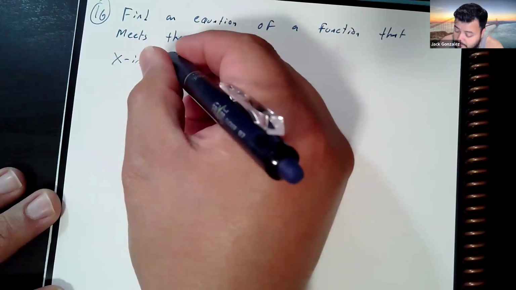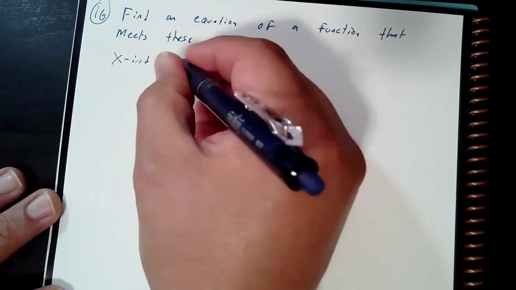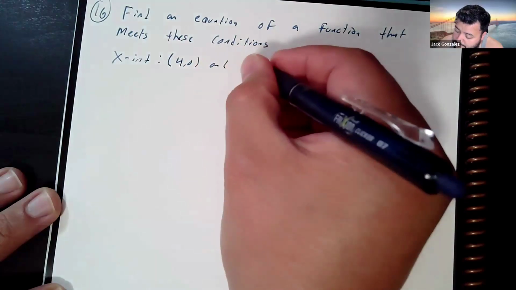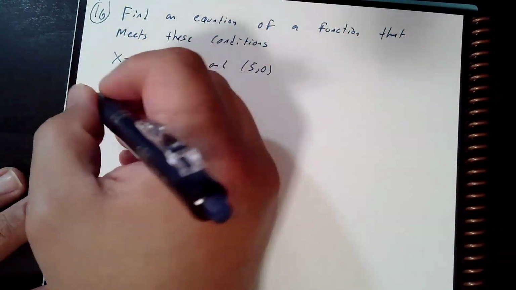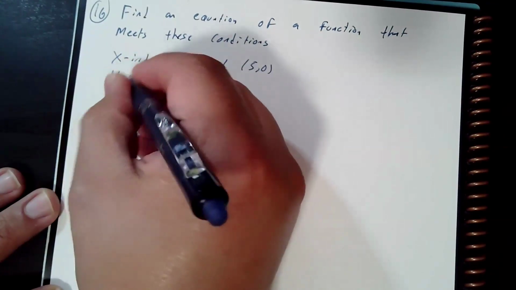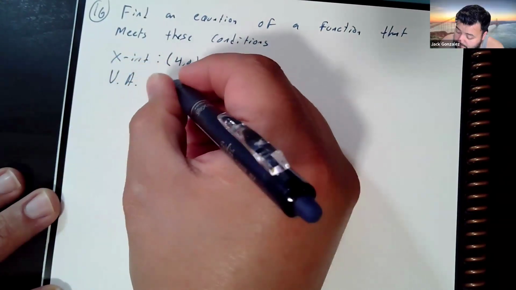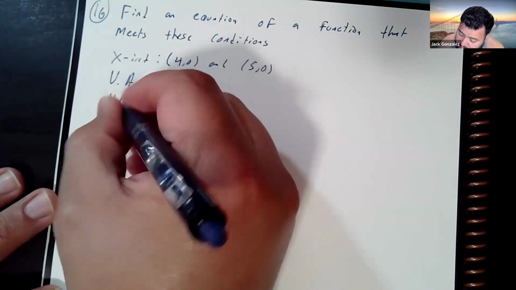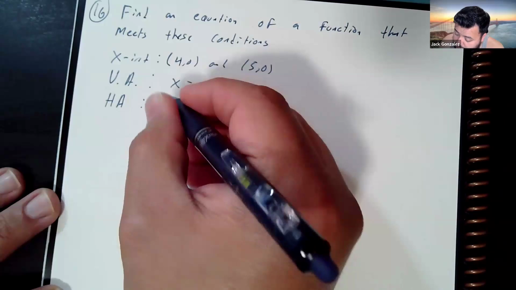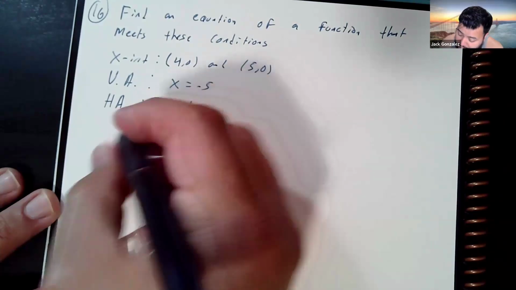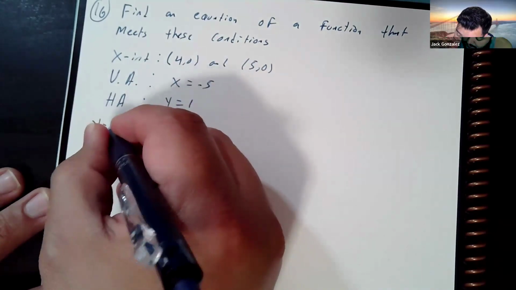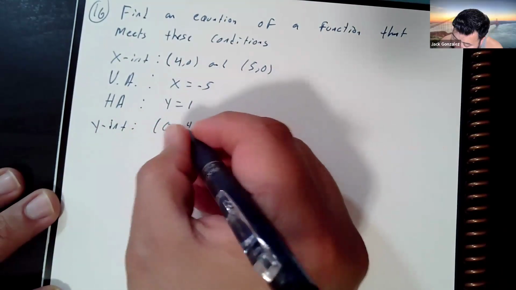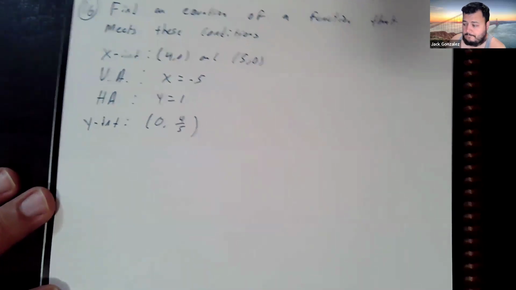X-intercepts are 4, 0 and 5, 0. Vertical asymptote is x equals -5. Horizontal asymptote, y equals 1. Y-intercept is 0, 4/5.